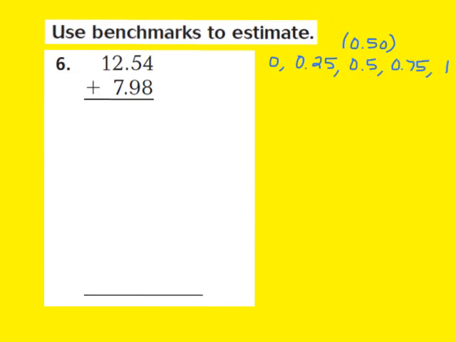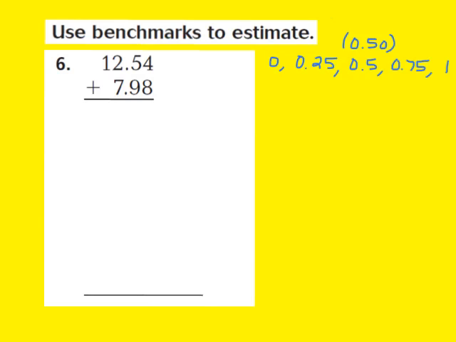Now, let's take a look at question number 6. Our job is to use those benchmarks to estimate. What I've done over here is written down those benchmarks, or those familiar numbers that we're going to be using as points of reference. And once again, those benchmarks are 0, 25 hundredths, 5 tenths, which is also 50 hundredths, those are two equivalent decimals, 75 hundredths, and also the whole number 1.